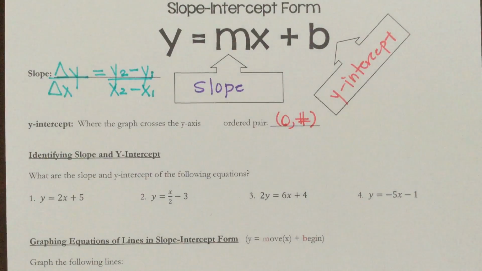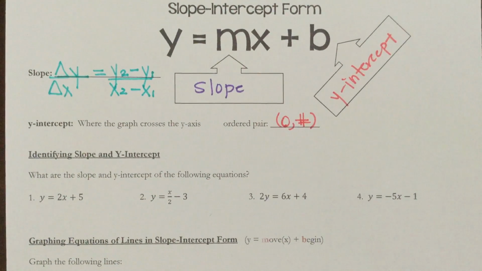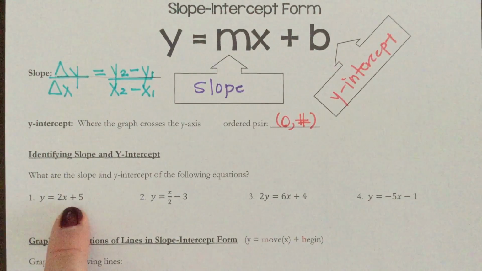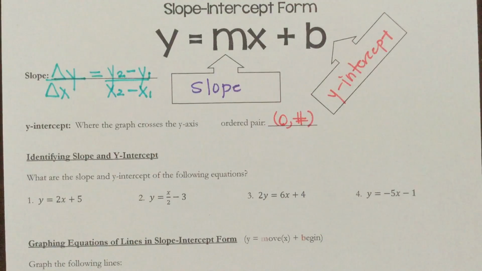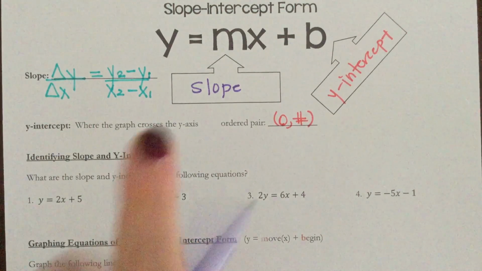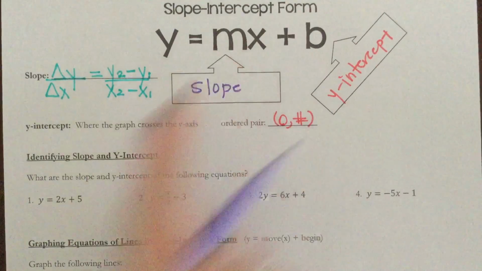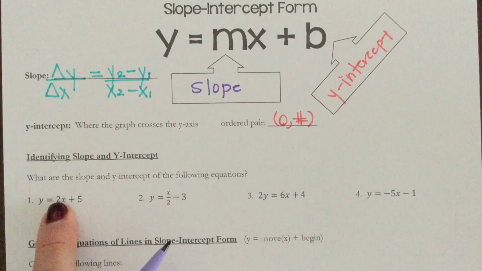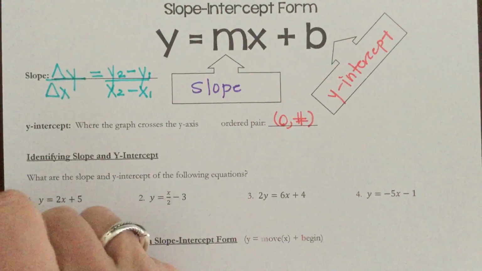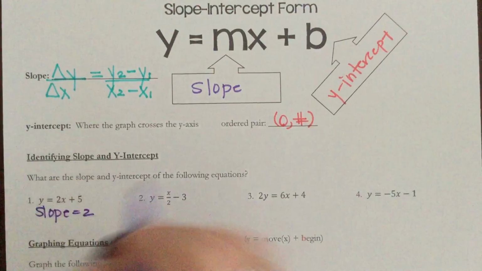If we look at the four equations that you see below, we should be able to identify the slope and the y-intercept. In equation number 1, y equals mx plus b, we are in slope-intercept form. The slope is always found by looking at x and its coefficient. So here's my x. The coefficient of x is 2. So in this equation, my slope is 2.